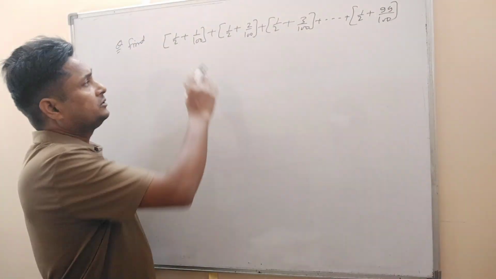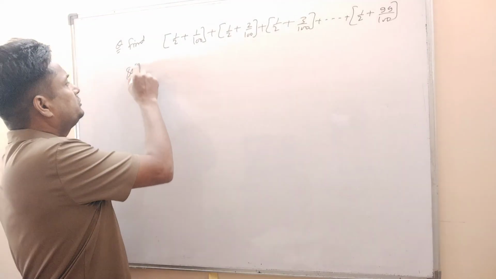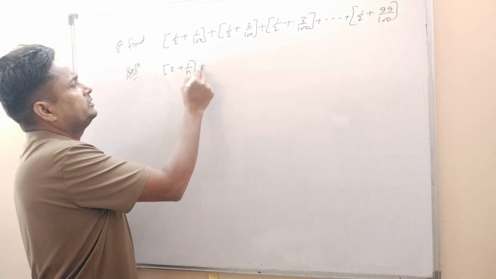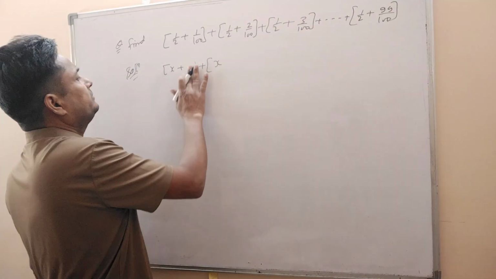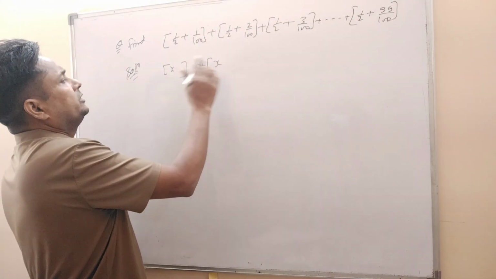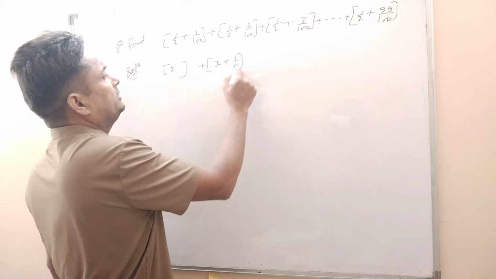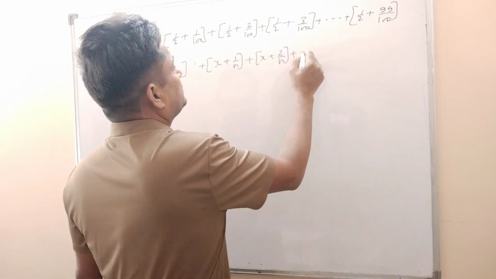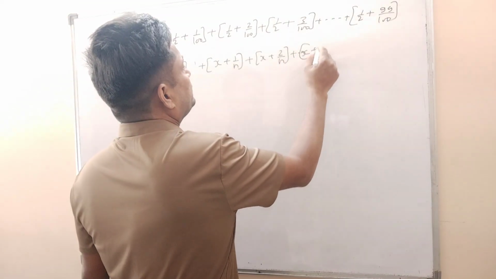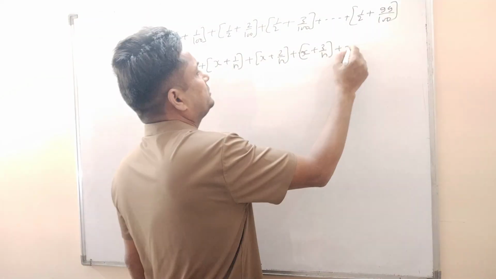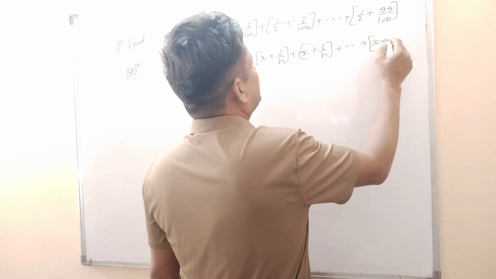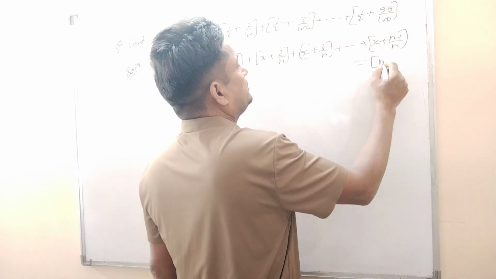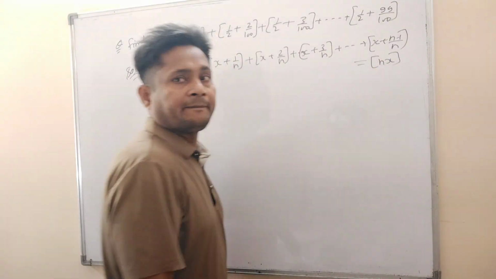So to solve this question, we can use the property that greatest integer of x plus greatest integer of x plus 1 by n plus greatest integer of x plus 2 by n plus greatest integer of x plus 3 by n plus dot up to greatest integer of x plus n minus 1 by n is equal to what? Greatest integer of nx.